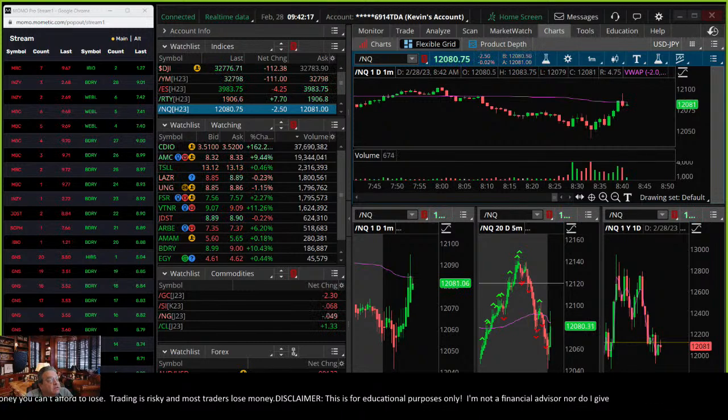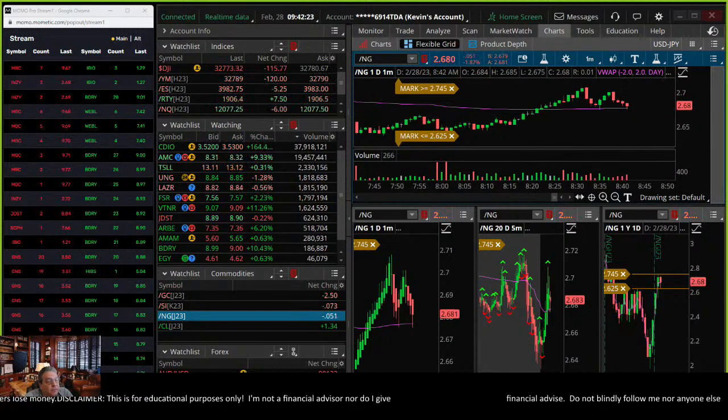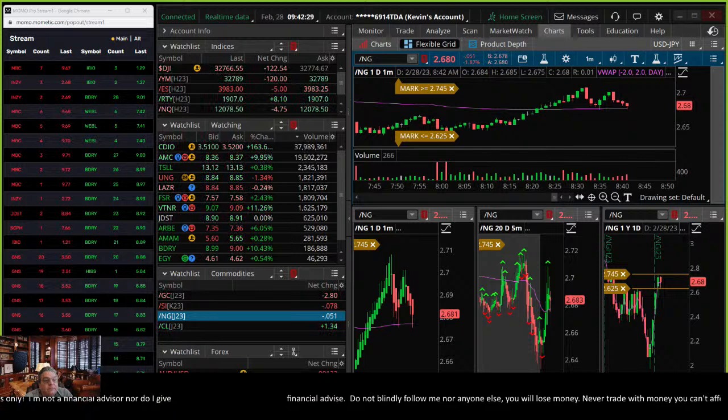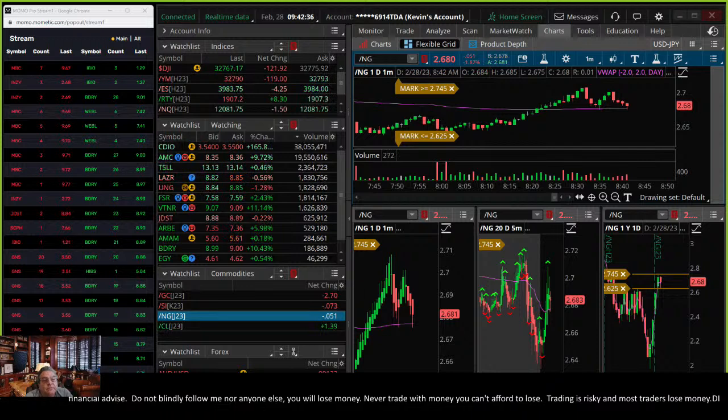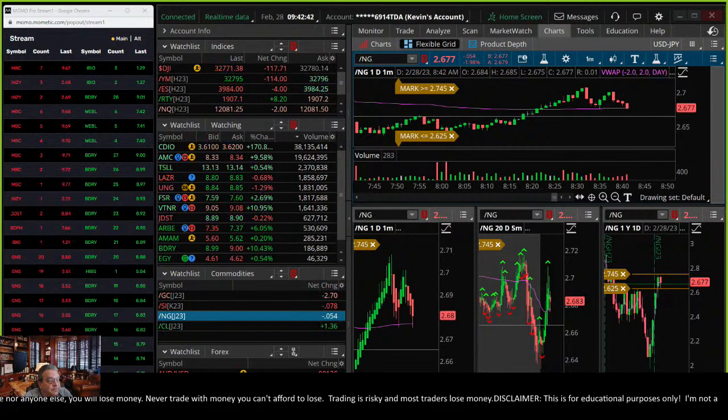Natural gas. We are long natural gas. 27.45. Good area to add, anywhere down here around 260, 261. Put that in as a yellow for an add.